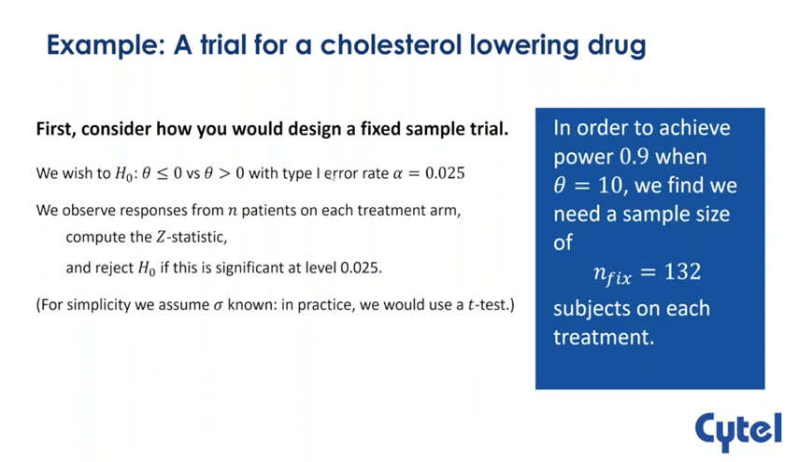Suppose in this example, we've got our type 1 error rate of 2.5%, and we suppose that a treatment effect of 10 is clinically significant, and that is what we would like to have power 0.9, so 90% power of finding a positive result if that's the true treatment effect. Then calculations will show that in a fixed sample study, we'd need 132 subjects on each treatment.